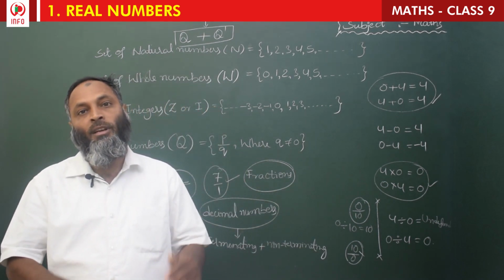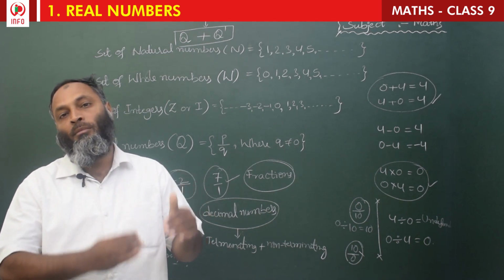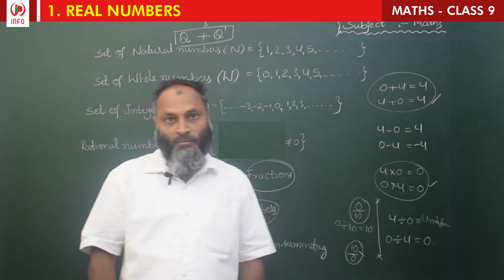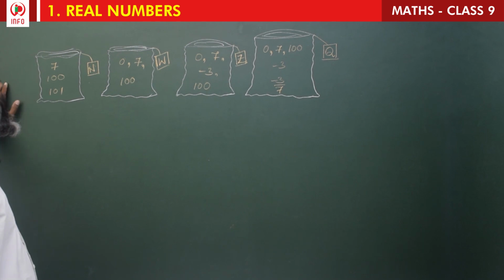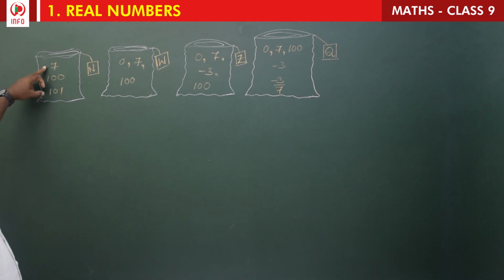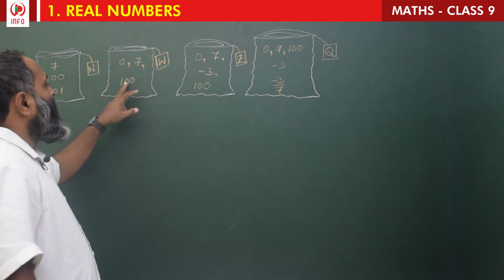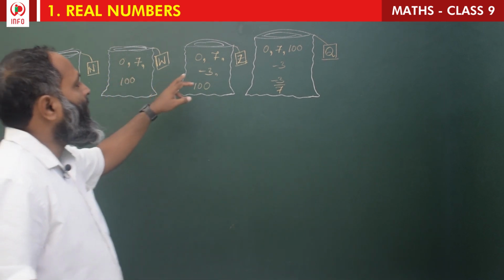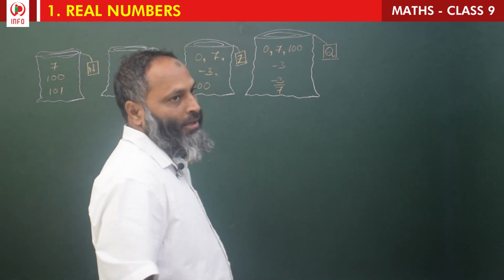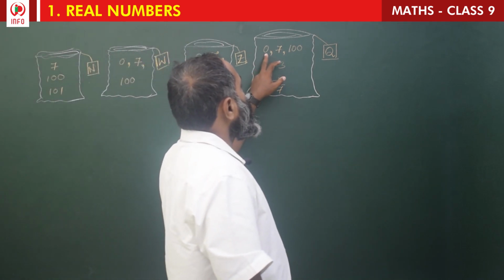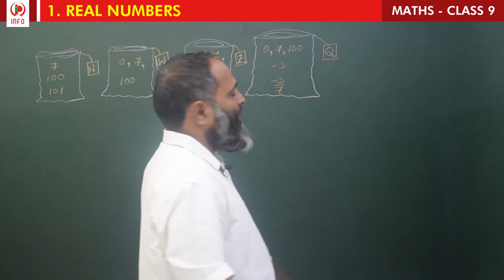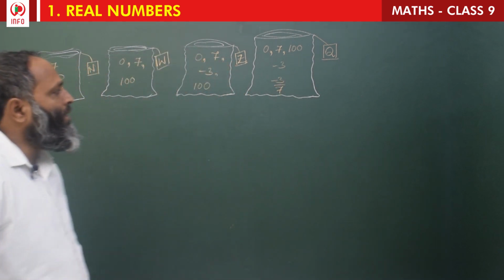Okay. Now we are going to discuss real numbers. Okay, students, see here. Some bags are given, and in these bags some numbers are written. In the first bag 700, 101; in the second bag 0, 7 and 100; in the third bag 0, 7, minus 3 and 100; and in the fourth bag 0, 7, 100, minus 3 by 7.